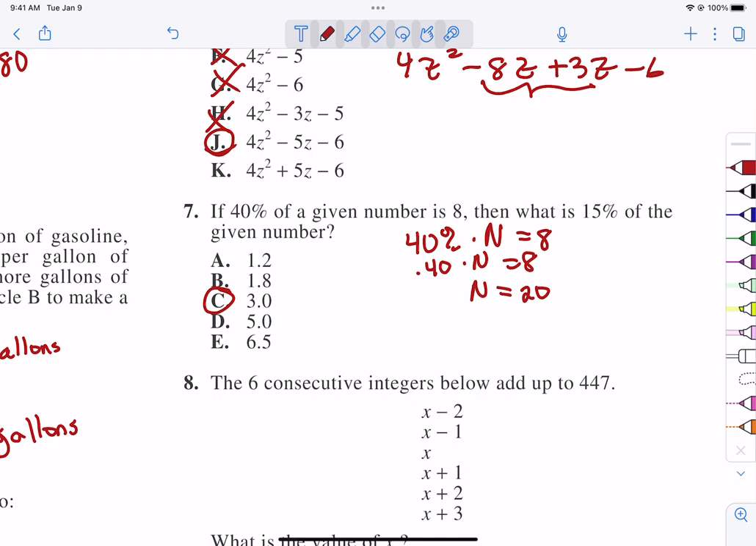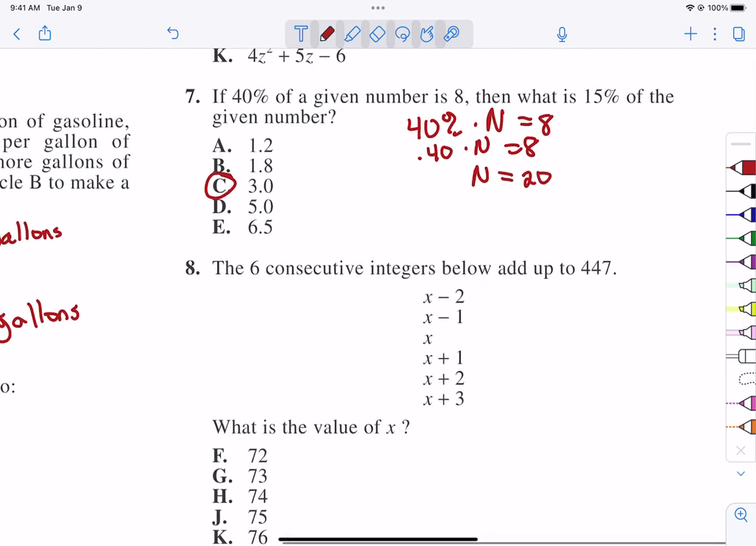What is the value of x? Well, do what they said. If they add up to 447, how many x's do we have in that list? 6 of them. Now look at our number, negative 2 plus 1, or I'm sorry, negative 2 minus 1 is negative 3, plus 1 is negative 2, plus 2 is 0, plus 3. That total that added up has to equal 447. You know how to solve that algebraic equation. That's not hard. Don't overthink it.